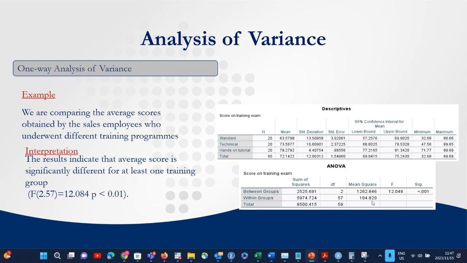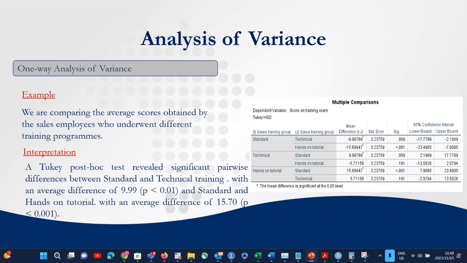Then when you look at this, we are doing an F here. So we said if it's a small F, obviously it will say that the difference, because on top we have the between divided by within. So when the between, which is between the groups or the samples, the standard sample, technical, hands-on, when it's large, it leans towards saying that the differences are a result of what they received, because the within is smaller, giving us a large F ratio. So that's what we get. And then because we've got 3 groups, we now need to go and check which groups are different. So we can do a post hoc.